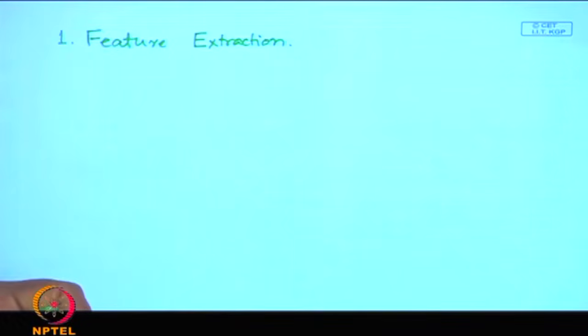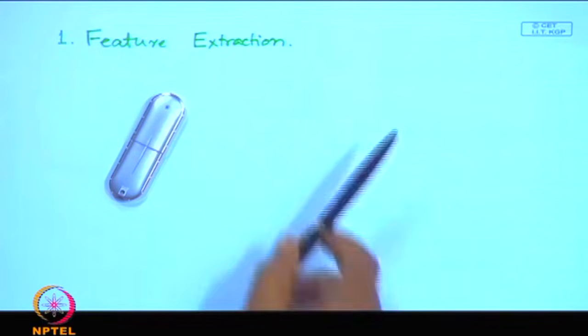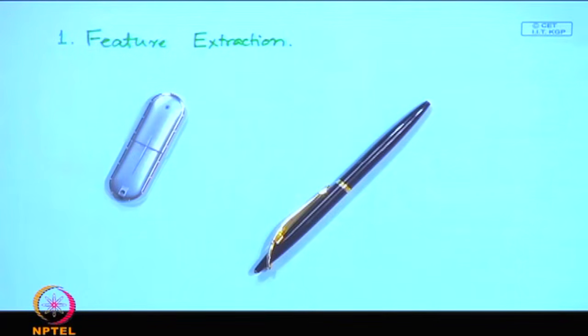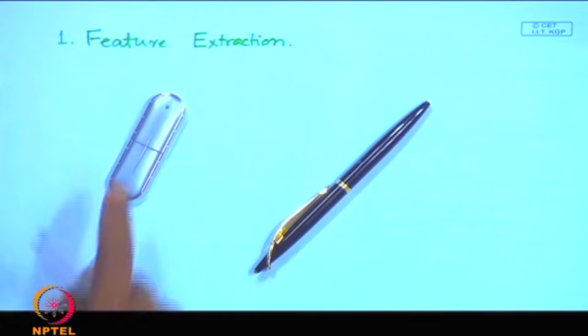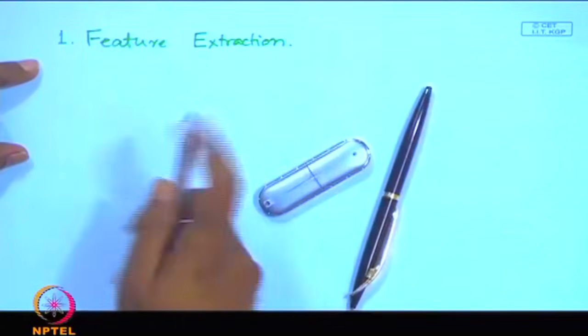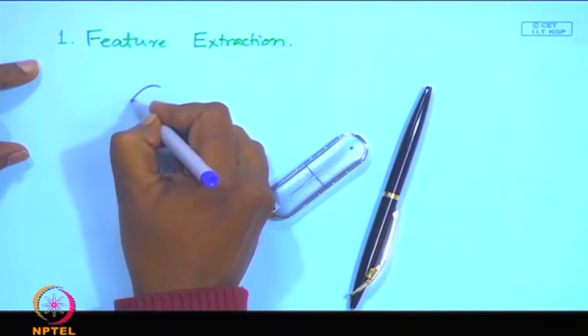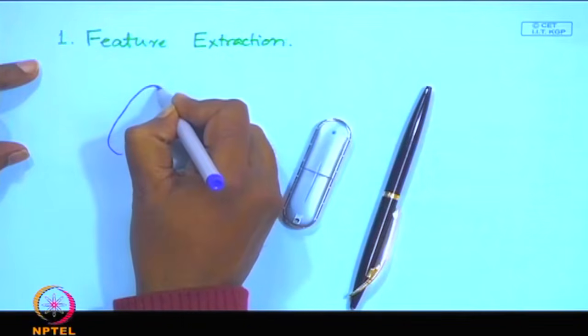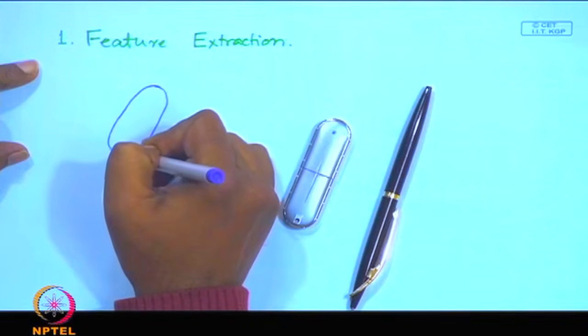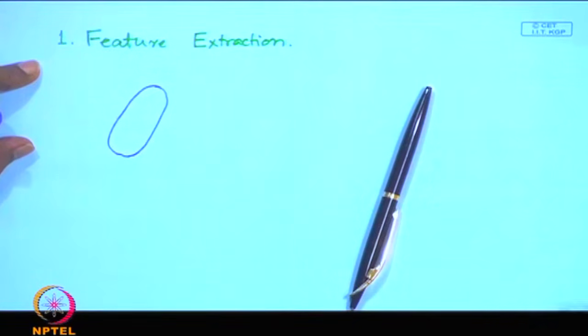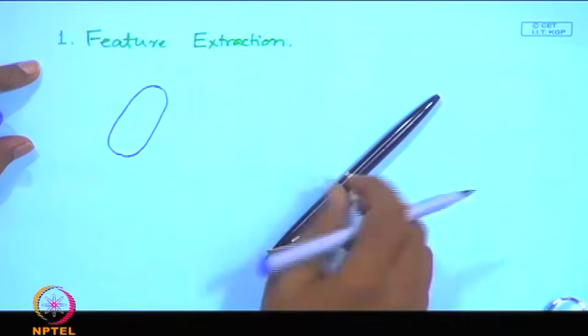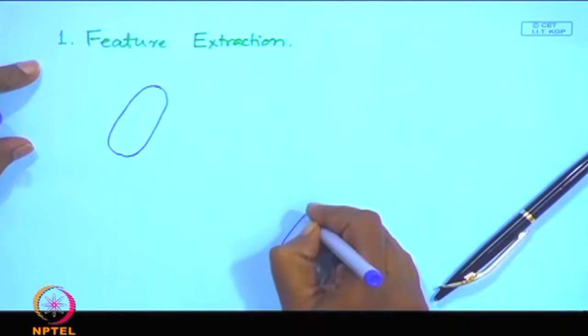So, what is this feature extraction? For example, if I take this device, this USB drive, and if I take this pen, you find that if I draw the boundary of these two different objects, the boundary of this object will be something like this. Similarly, the boundary of this object will be something like this.